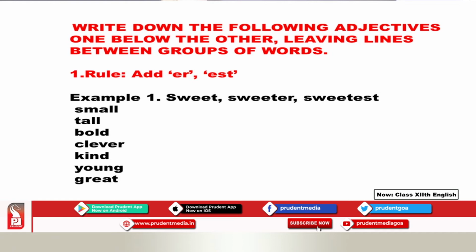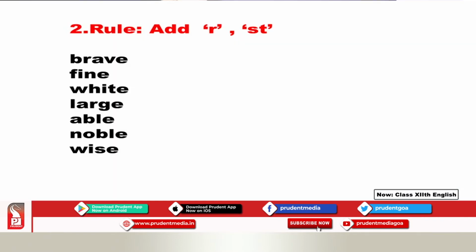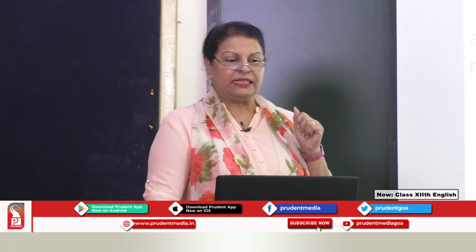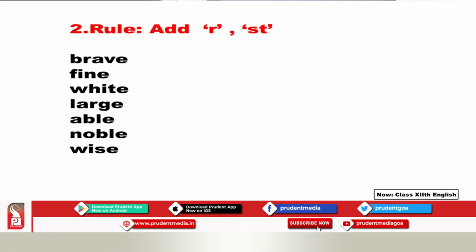The rule is very easy. You can do that work by yourself. The second rule is to add R. Notice that the E is dropped from both comparative ending and superlative ending. Add R for comparative, ST for superlative. This is the list of adjectives. Of course, there will be more, but this is a list to start with. Brave, fine, white, large, able, noble, wise.